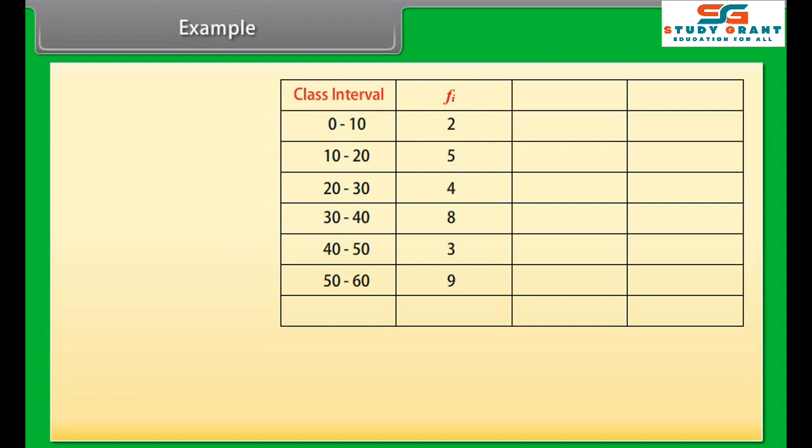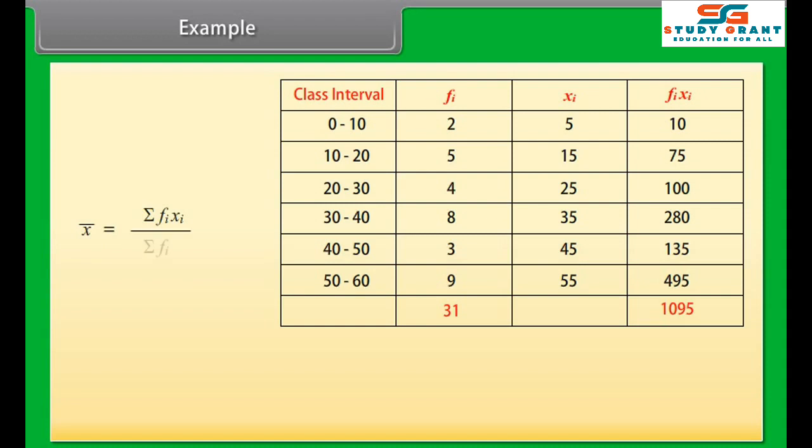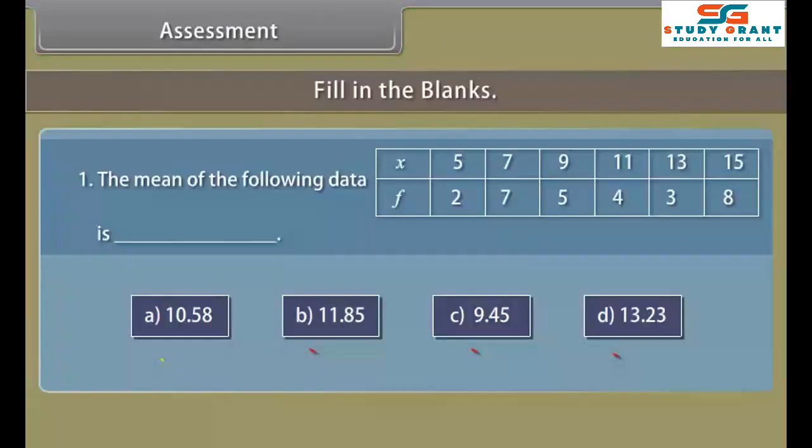The sum of the frequencies is 31. And then we have written the class mark for each class interval and denote them as xi, and then find the product of fi and xi. And finally, we find the mean using the formula x bar equals summation of the product fi and xi divided by summation of fi, which equals 1095 by 31, which is equal to 35. This method of finding mean is known as direct method.